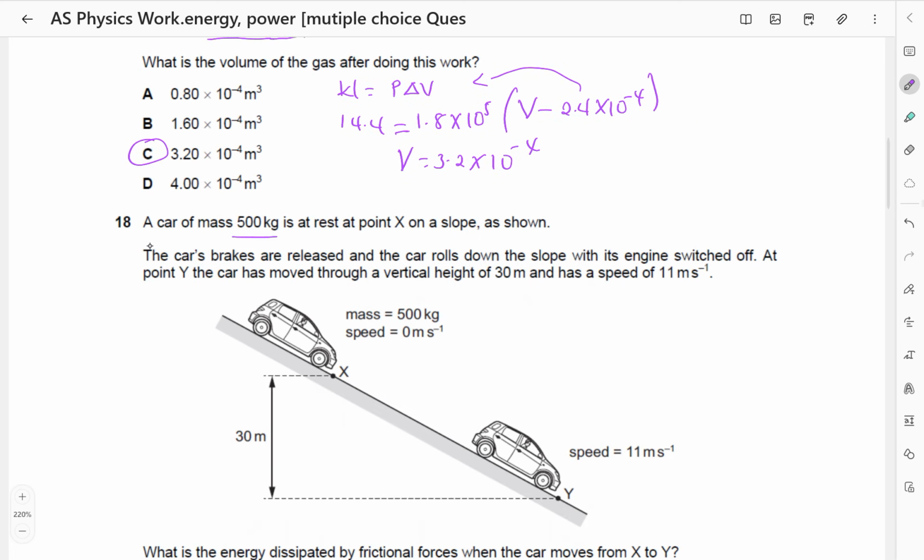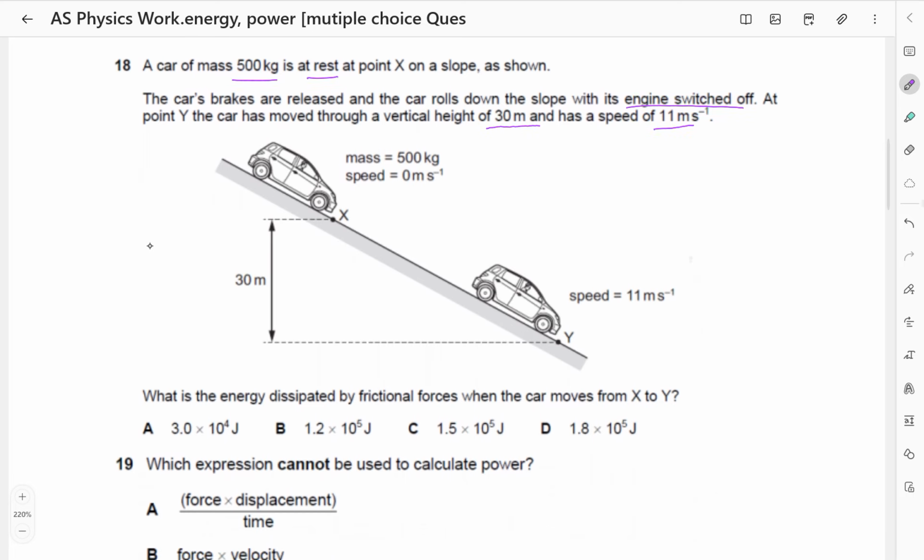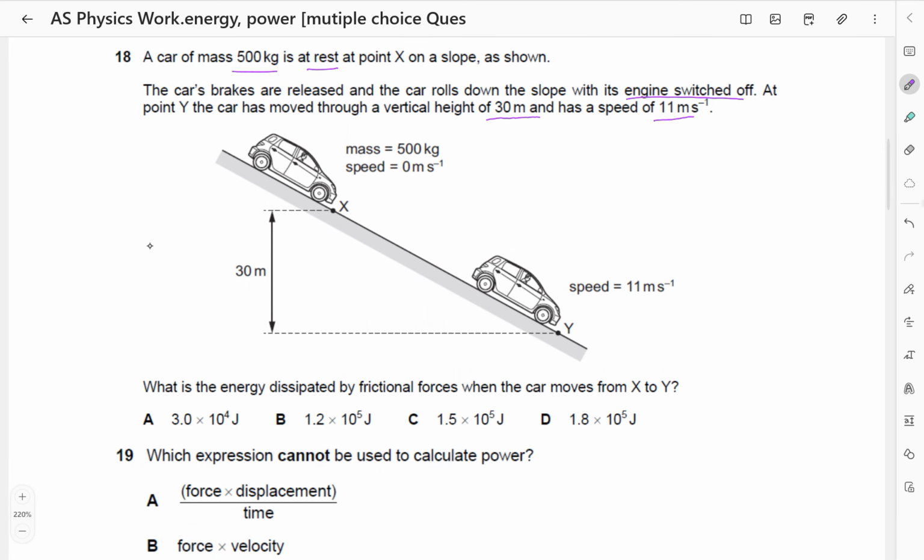A car of mass 500 kilograms is at rest at point X on a slope as shown. The car's brakes are released and the car rolls down the slope with its engine switched off. At point Y, the car has moved through a vertical height of 30 meters and has a speed of 11 meters per second. What is the energy dissipated by friction force when the car moves from X to Y?